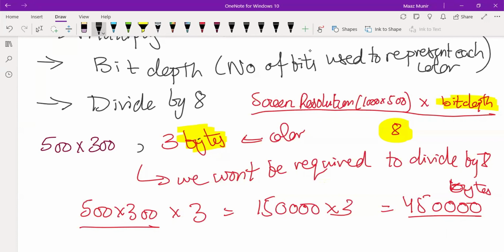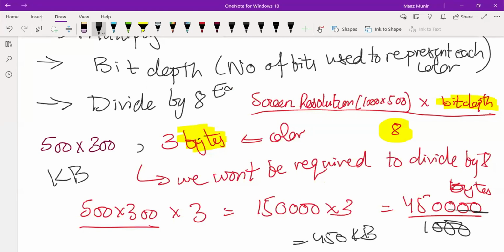Otherwise, remember, if they say give your answer in KB, then you don't have to divide by 1024. You just have to divide it by 1000, and your final answer would be 450 KB. That is how you basically calculate the file size. This is the formula, the equation: screen resolution multiplied by bit depth divided by 8.